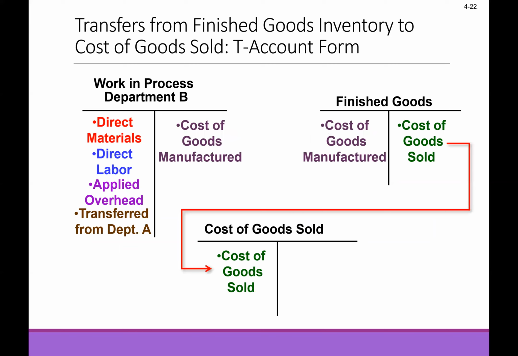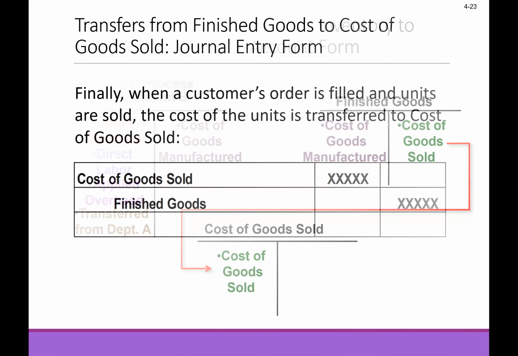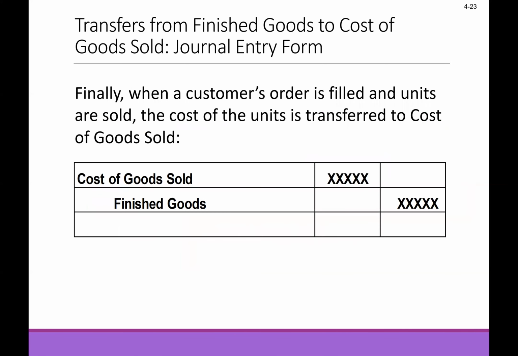Then, when those finished goods are sold, it is at that time they are no longer in inventory. They have now been transferred to cost of goods sold, an income statement account. So they get credited out of our finished goods, and they are now expensed in the income statement under cost of goods sold. Again, here's the journal entry to show that step.